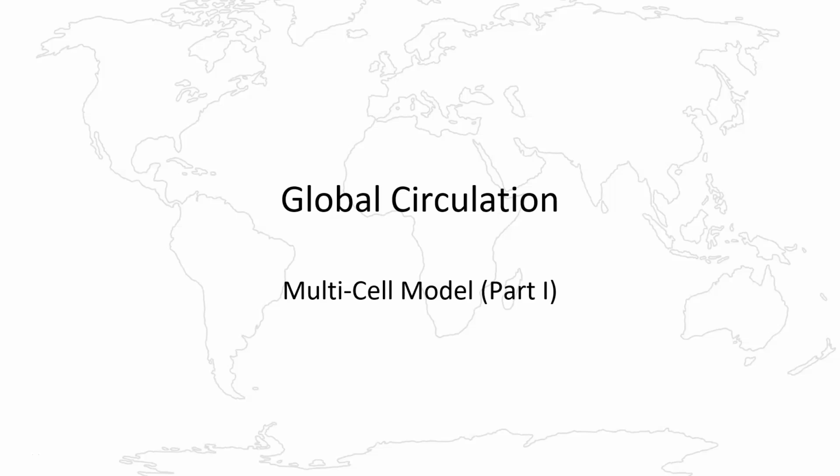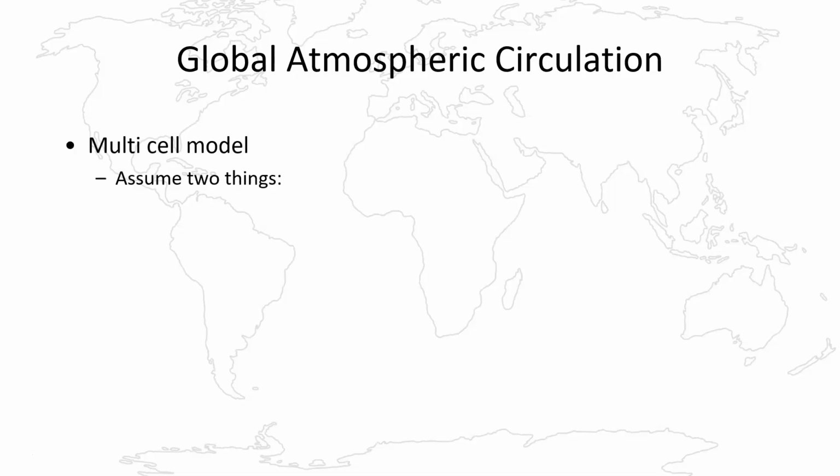So now that we've talked about the one-cell model, let's look at another model of the atmospheric circulation. We call this the multi-cell model, and it's a little bit more close to reality. Just like before, we're going to make some assumptions. Instead of assuming that the Earth is not rotating, now we're going to put the Earth into motion. We're going to say that we have a rotating Earth.